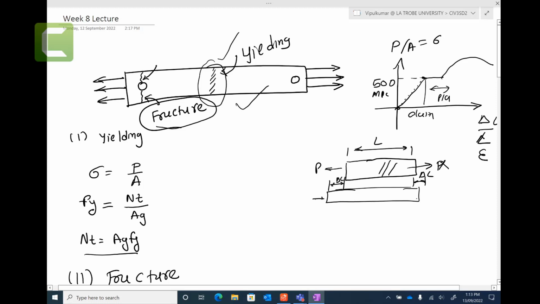That is yielding. Another one: steel members or tension members generally have a connection, so you need to put holes to have bolting and all. So when you have a hole, at that particular point where the area is reduced, you can look at the area here, it's reduced area, you will have fracture. So there is another phenomenon that will come, that is fracture.